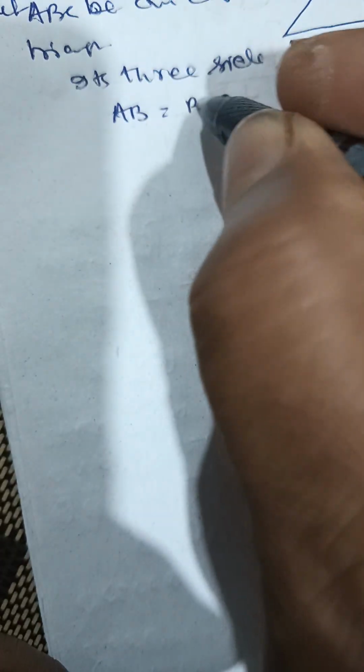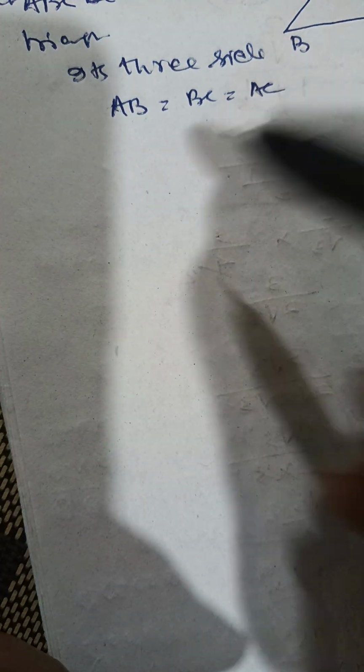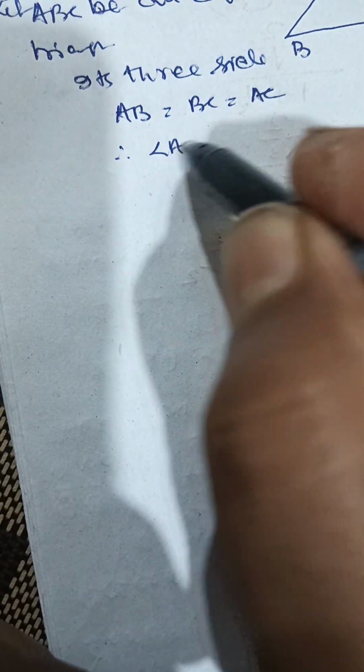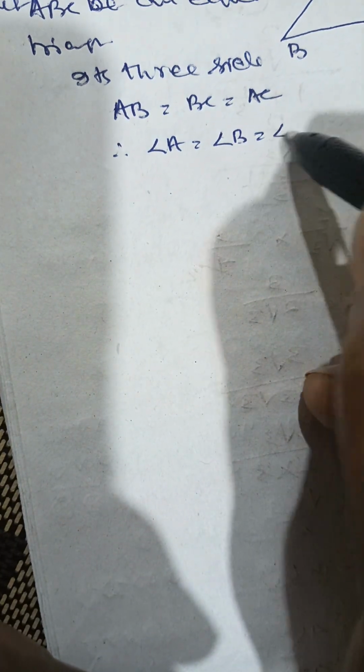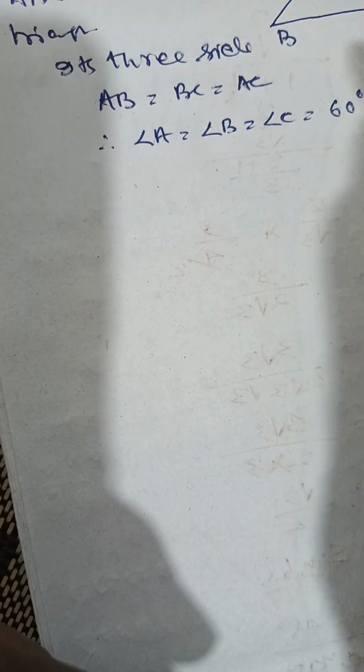You write, let ABC be an equilateral triangle. Its three sides AB equal to BC equal to AC. When three sides are equal, you remember three angles are also equal and their measurements are 60 degree.